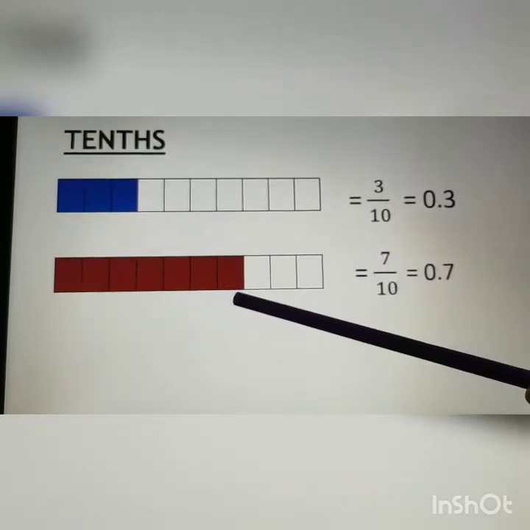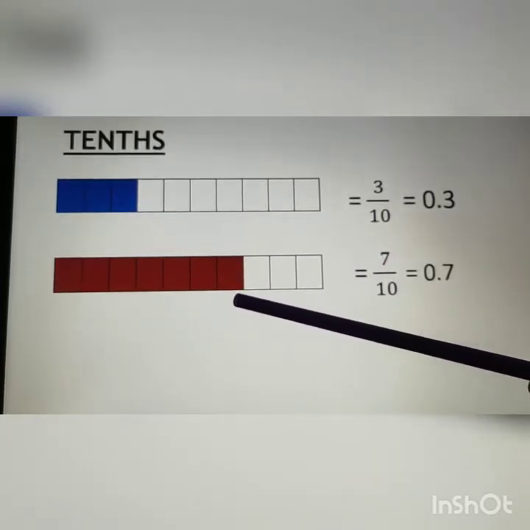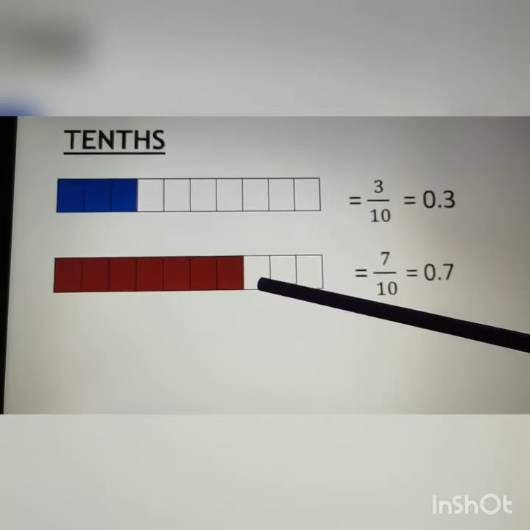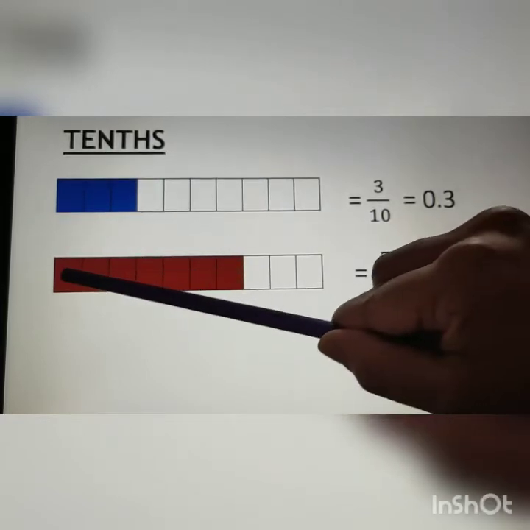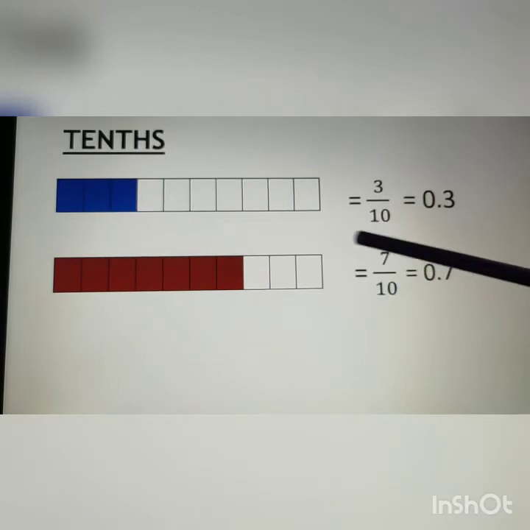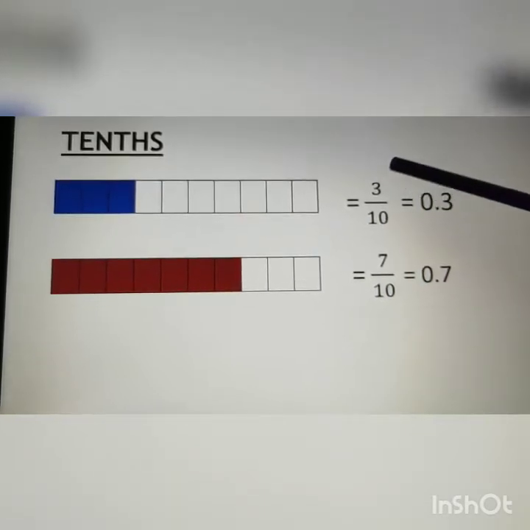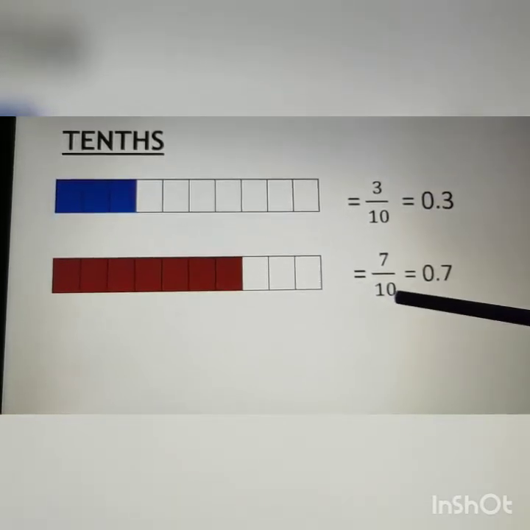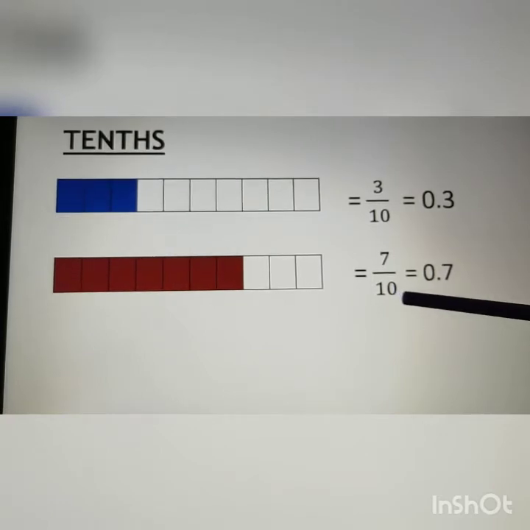Next example, here this rectangular bar is divided into 10 equal parts. Out of 10, 7 are shaded. So we can write the fraction 7 upon 10. 7 upon 10 is equal to 0.7. Since the given numbers are divided by 10, we can call these fractions decimal fractions.